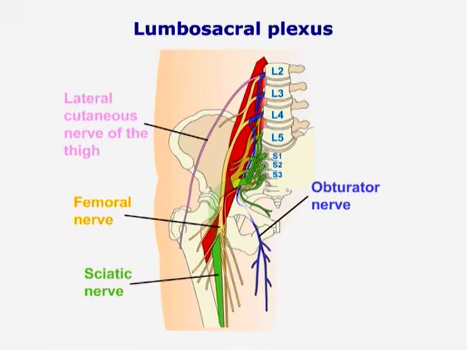The lower limbs are supplied by a number of peripheral nerves originating from the lower lumbar and sacral segments. From the lumbosacral plexus of clinical significance are the sciatic and femoral branches, and to a lesser extent the lateral cutaneous nerve of the thigh, the obturator, and the superior and inferior gluteal nerves.